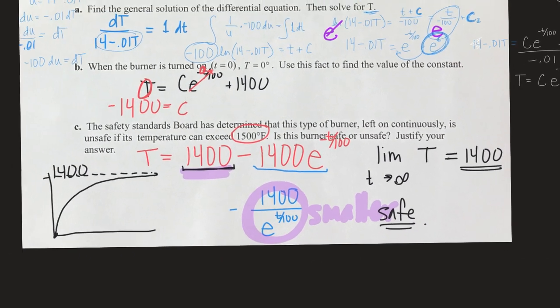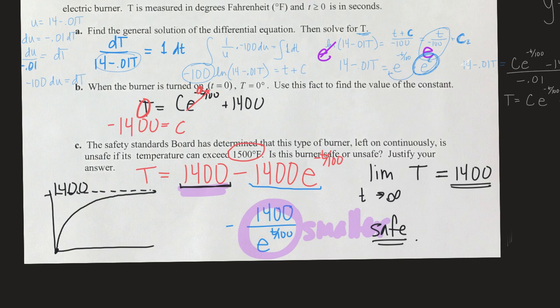The justification is about the limit of this function, as time goes to infinity, left on continuously. So we always have it going, it's always burning. The temperature will never exceed 1400. We have an exponential graph with a reflection across the x-axis, which means we're going to have a numerical horizontal asymptote as the upper limit.